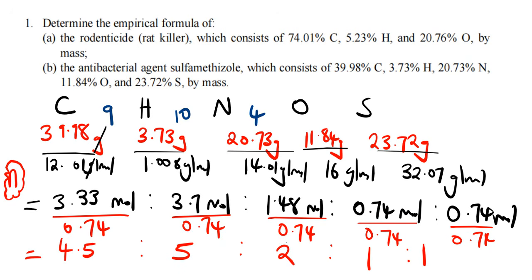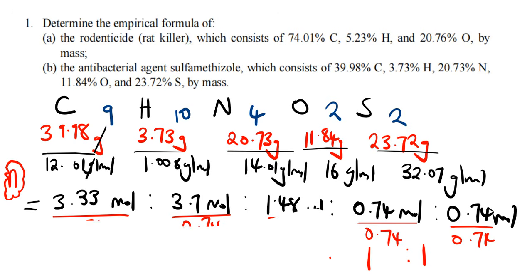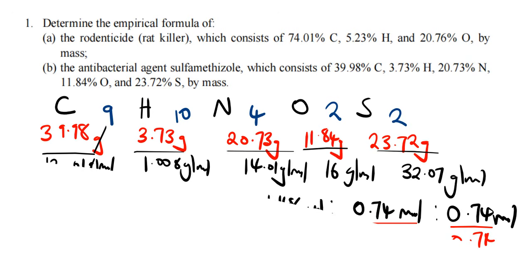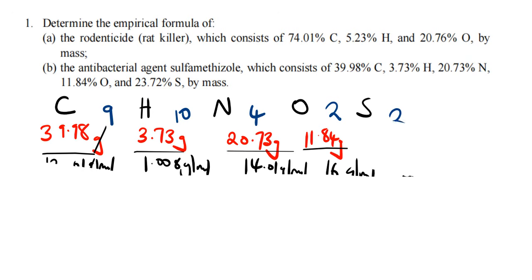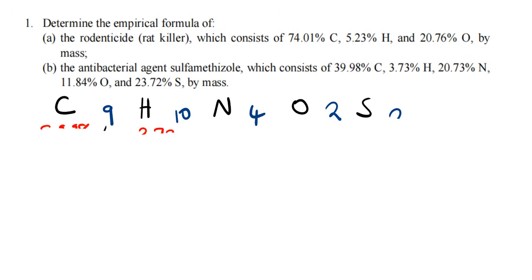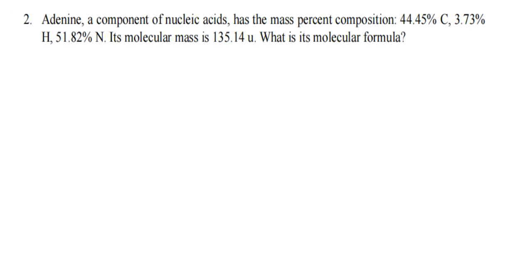Then these other ones, since they have 1s, this was going to be a 2 and the other one is going to be a 2. So basically, this is the empirical formula for sulfamethoxazole. So that is our simplified answer that we have. Okay, so we can go to the second question.